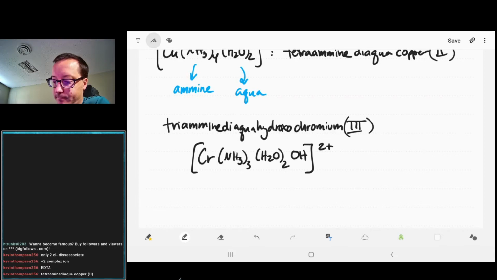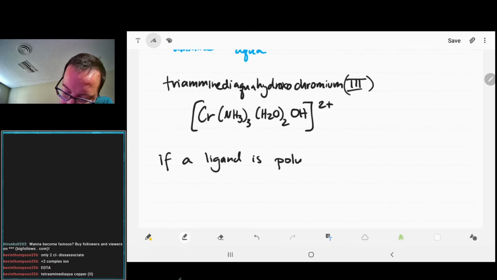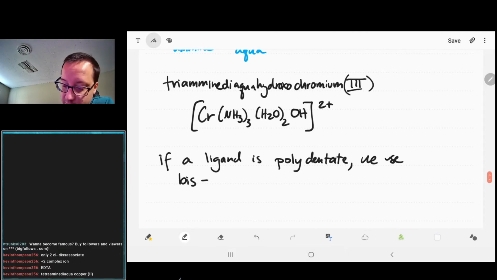Alrighty. How about this one? Oh no, I can't give that one to you yet. All right, fine. I'll tell you our next thing here. If a ligand is polydentate, we use different prefixes with those.